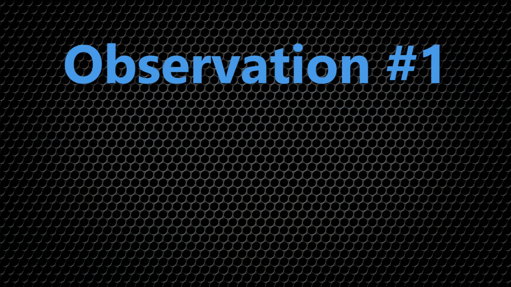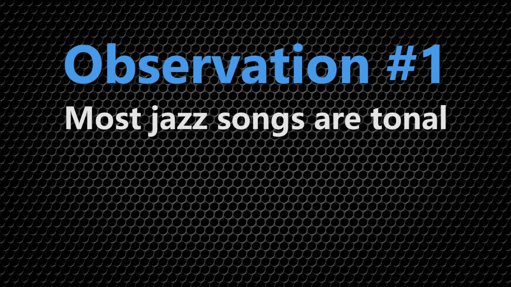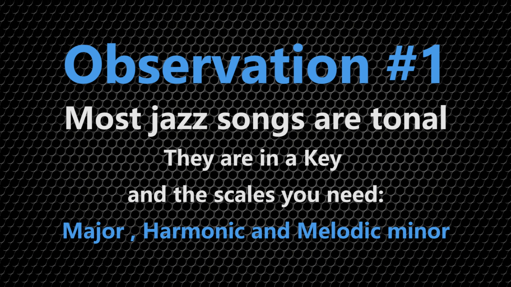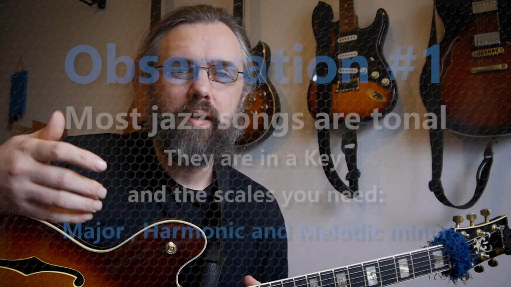To make the list a little bit more specific, I'm going to make a few observations about this type of repertoire. The first observation is that most of these songs are tonal, so they're in a key and they don't really contain any symmetrical or atonal sounds. That means you can really focus on your major scales, and then add your harmonic minor and your melodic minor, and then you'll be just fine. Until you have some freedom in improvising, you don't really need to worry about playing diminished, whole tone and augmented scales and stuff like that, so you can just leave that be.